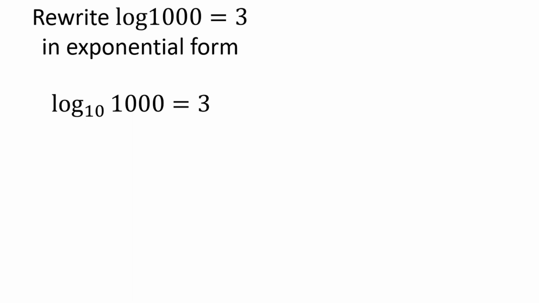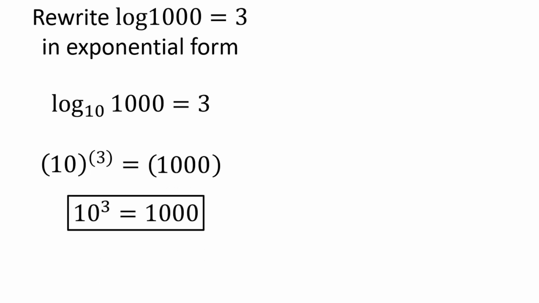The exponential form is blank to the blank is equal to blank. So we used left, right, and center to fill in the blanks. 10 to the third is equal to 1000. We can rewrite this without the parentheses, as they are unnecessary.